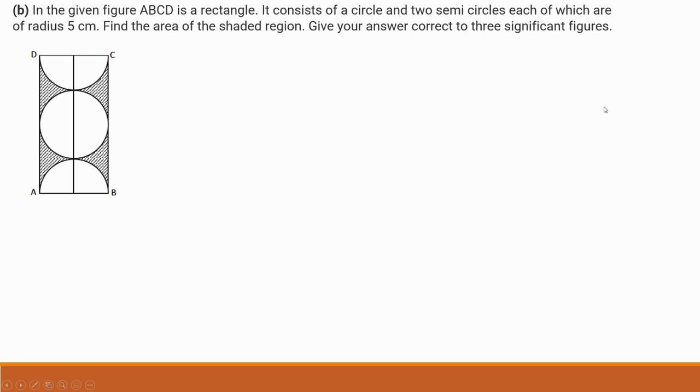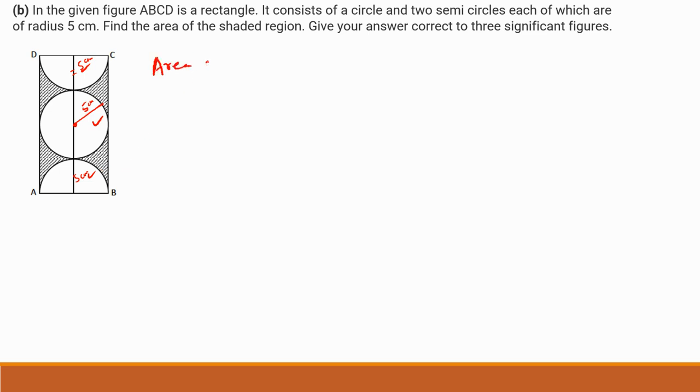So let's go to the next problem. Please pause the video and try it. Okay, hope you have done that. Let's do the problem. In the given figure, ABCD is a rectangle. It consists of a circle, this is a circle, and two semicircles. These are two semicircles of which the radius is 5. You can draw this figure and just say this radius is 5 centimeter. This is equal to 5 centimeter. This is equal to 5 centimeter. Okay. Find the area of the shaded region.